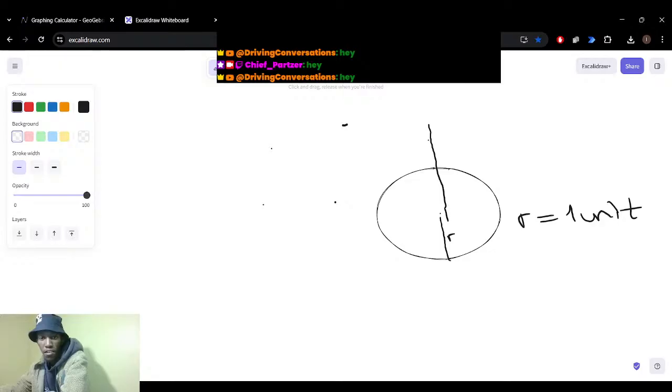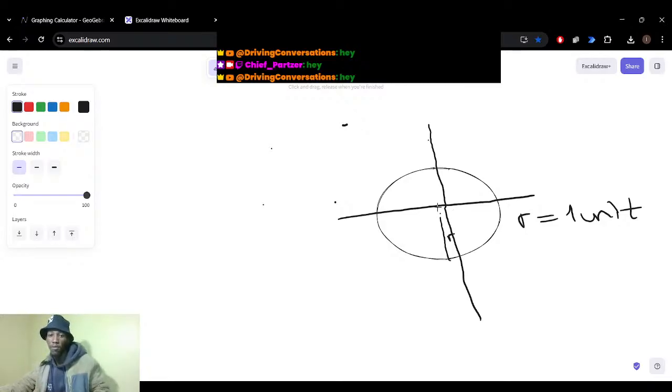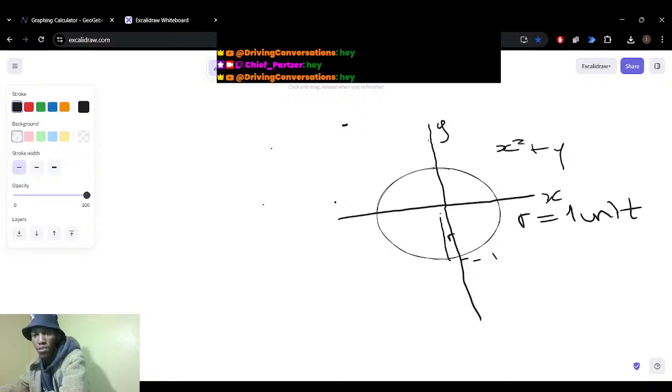So this is our Cartesian plane. It's not up to scale, but take the center as the origin. Then this will be -1, right? So the equation of a circle, if this is the y axis and this is the x axis, is given by the following equation: x squared plus y squared equals r squared.